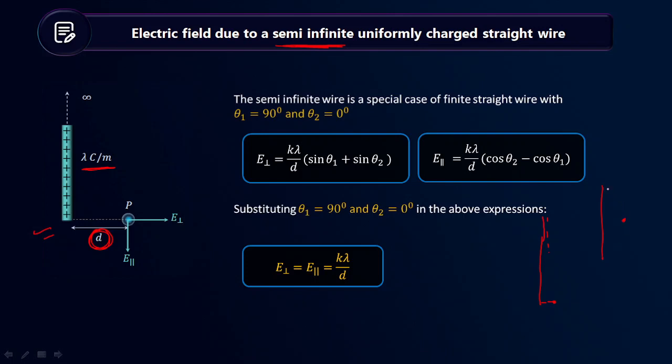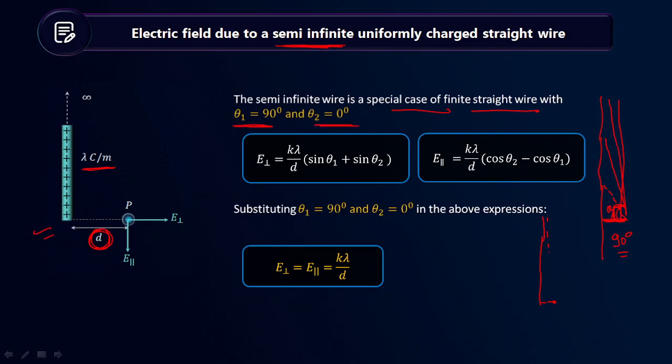Simple, right? So when we say semi-infinite wire, if this is one wire and at this point we want to find the electric field, and I consider theta 1 and theta 2, this is, let us say, theta 1. Now as the length of the wire increases, theta 1 will keep on increasing, yes or no? If it is infinite, we can say that this line will meet at infinity. So the angle will be approximately 90 degrees, right? And for the other end, which is directly in front, the angle will be 0. So a semi-infinite wire is a special case of a finite straight wire with theta 1 equal to 90 degrees and theta 2 equal to 0 degrees.